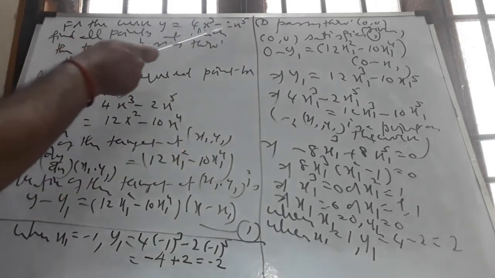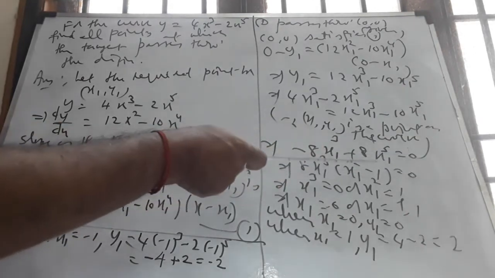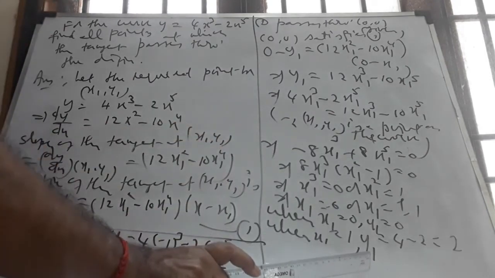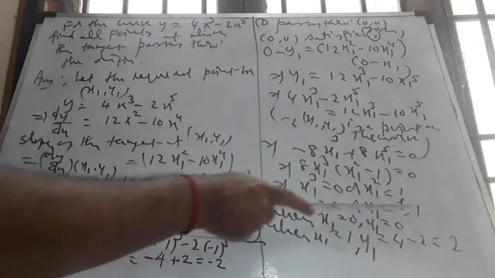Now for y1 = 4x1 cube minus 2x1 power 5, which you might have written at the beginning itself. Now bringing everything to the LHS, minus 8x1 cube plus 8x1 power 5 is 0. Taking the lower power, 8x1 cube, as common, I will get x1 square minus 1 is 0. Therefore, x1 cube is 0 or x1 square is 1. Now x1 is 0, or x1 is plus or minus 1.